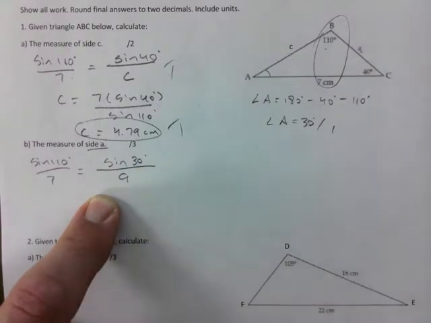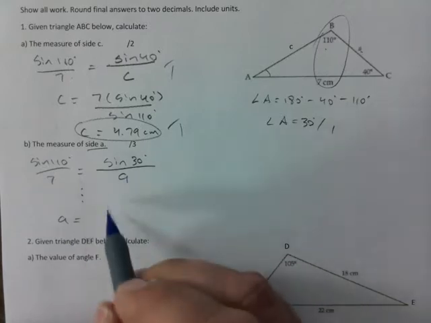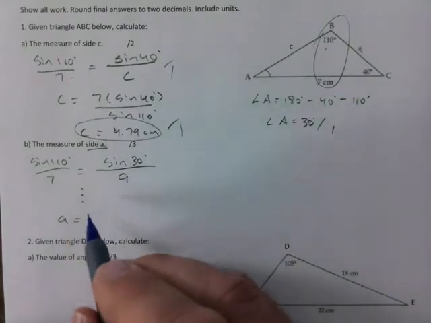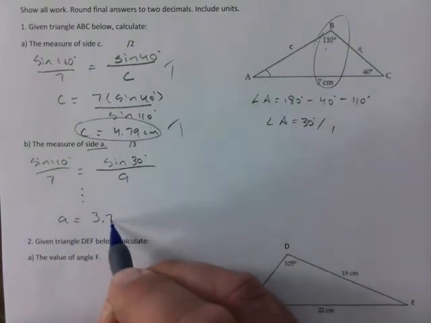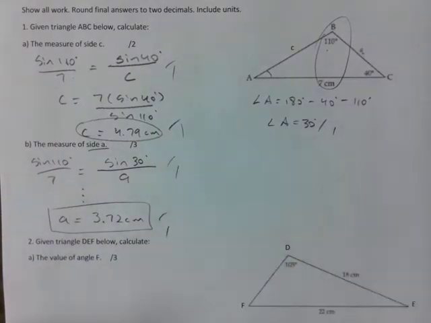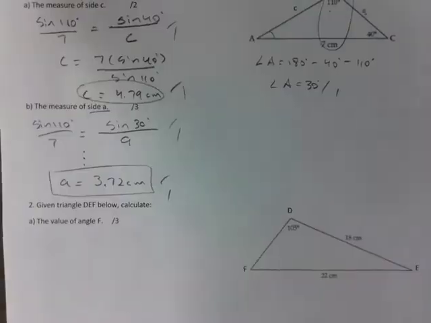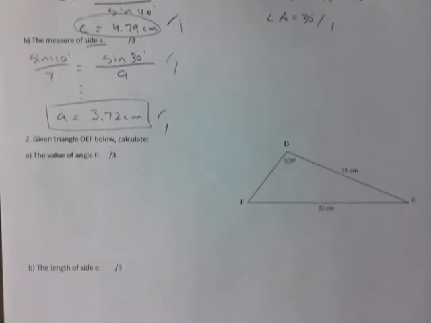You have to do the extra work. I'm going to skip this step here. I don't want you to skip it, okay? But this is 3.72 centimeters. 1 mark for setup, 1 mark for correct final answer. So far 5 marks should be somewhere in this section here for you. A lot of sine law, right? But it's okay. We'll do more cosine law next week.